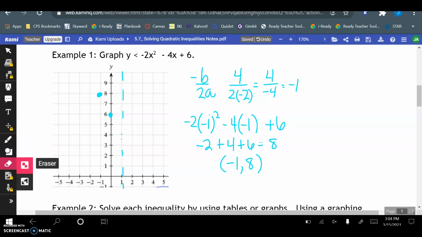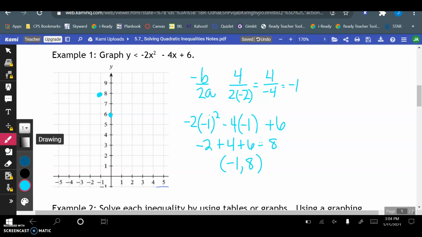And I realized I made a mistake. I graphed that axis of symmetry on positive 1 and not negative 1. So now we have our y-intercept is 1 away from our axis of symmetry. Our other dot is 1 away on the other side.